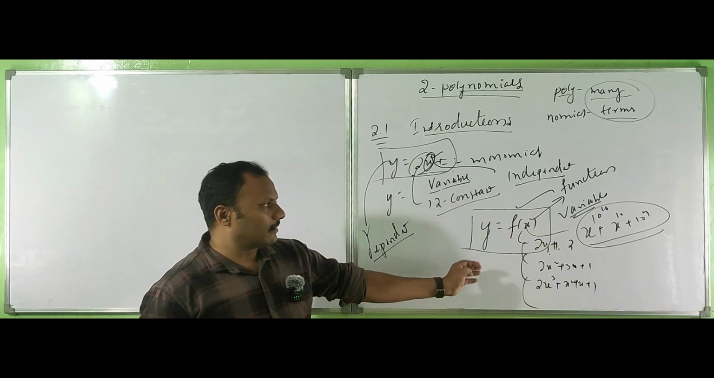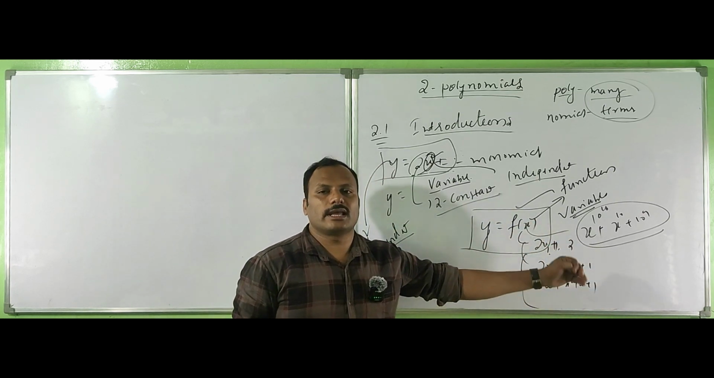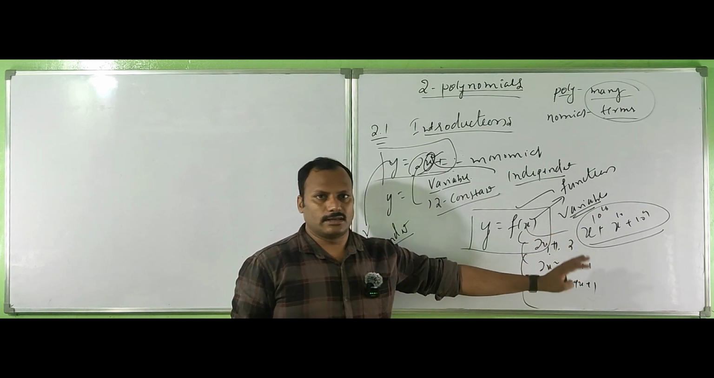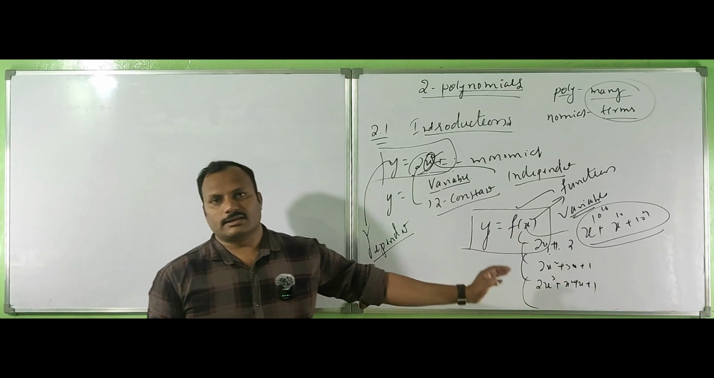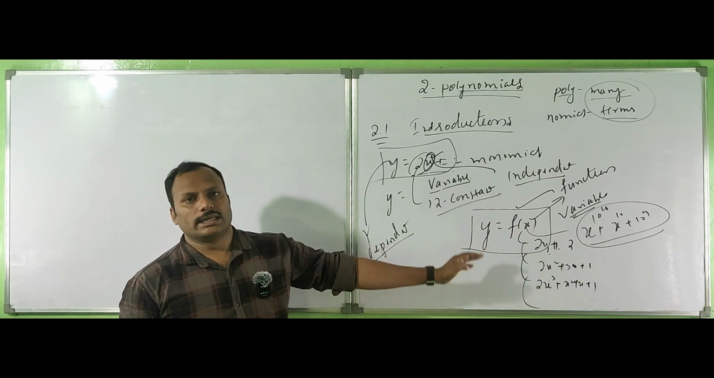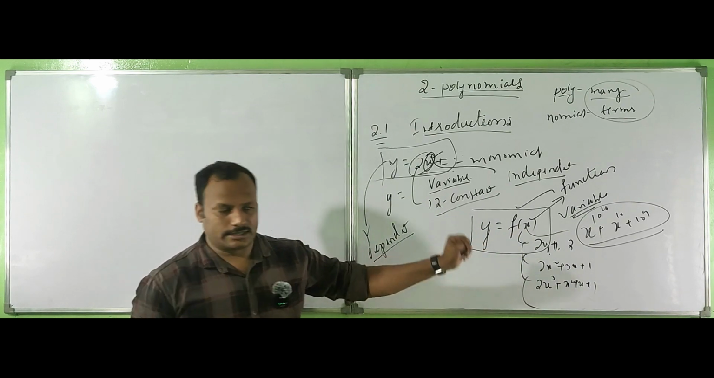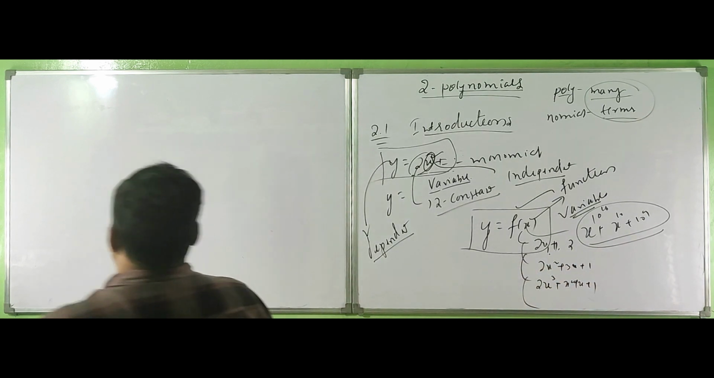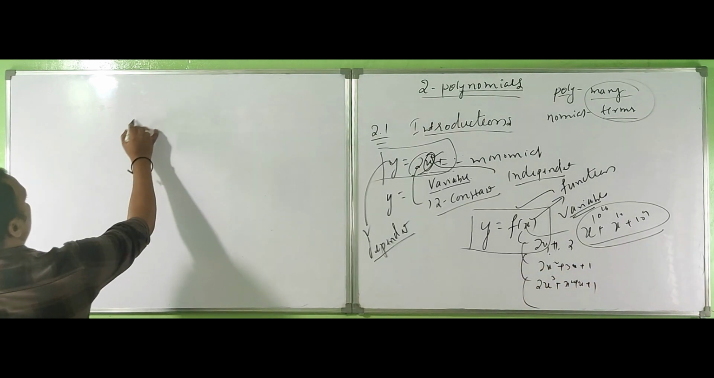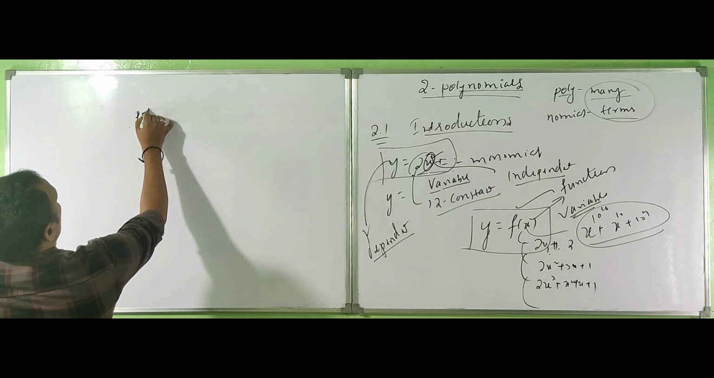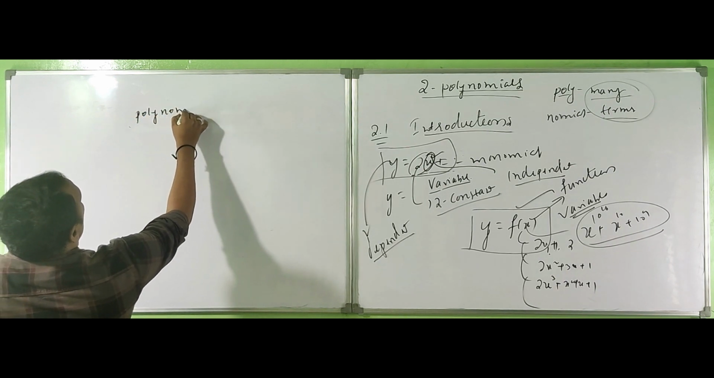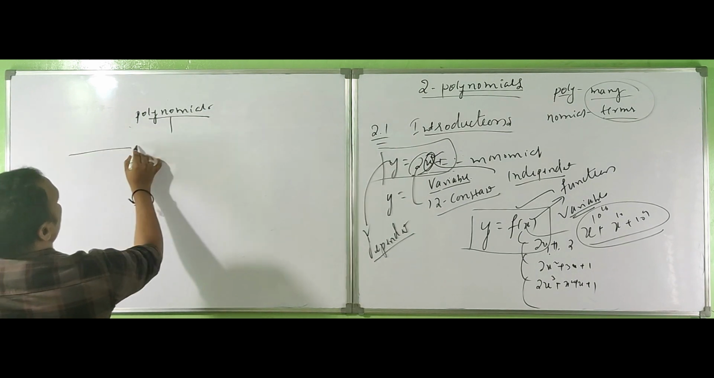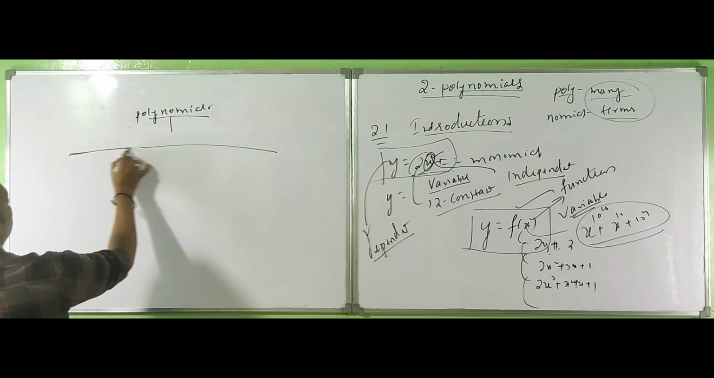So f of x is not only a single value. You can take any number of terms, whatever the form may be. Generally we write y is a function of x. We call it a polynomial, based on the terms and based on the degree.